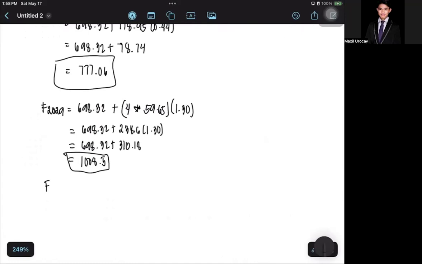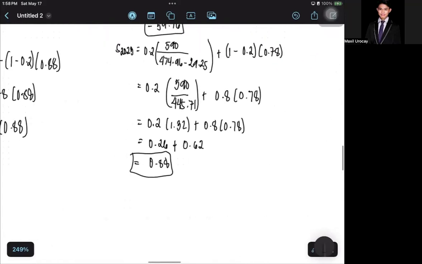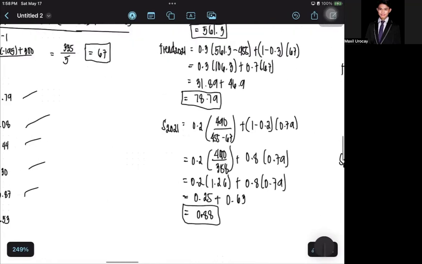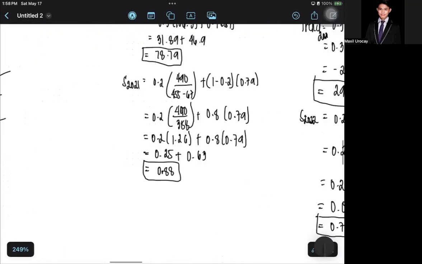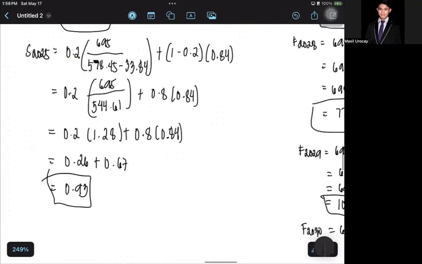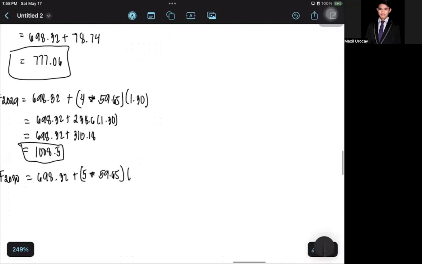So this is your data for 2029. For the forecast data for 2030, basically 698.32 plus 5 times 59.65. Then the initialized data that you'll begin to use here is definitely 0.87.